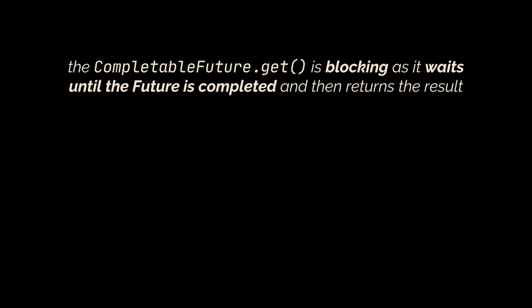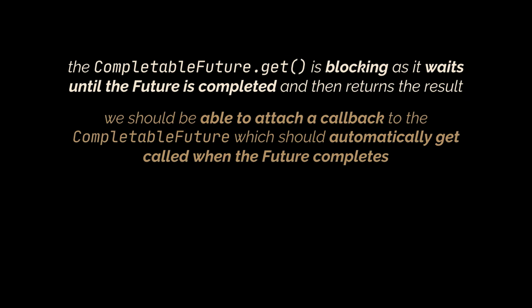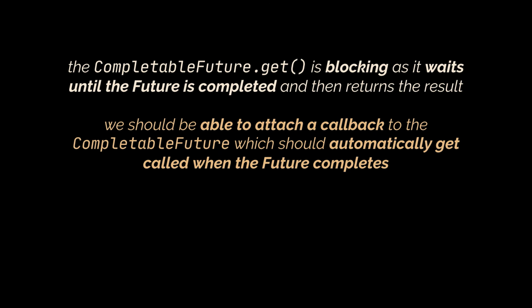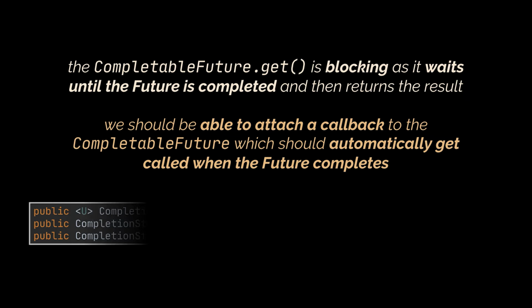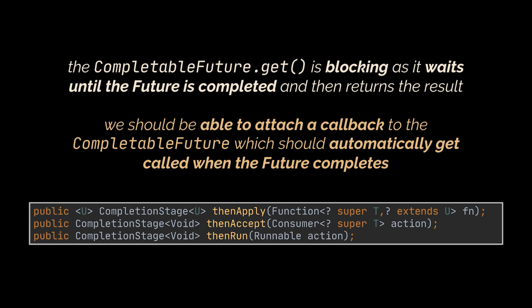But that's not what we want, right? For building asynchronous systems, we should be able to attach a callback to the completable future, which should automatically get called when the future completes. This will be made possible with the help of the thenApply, thenAccept, and thenRun methods.